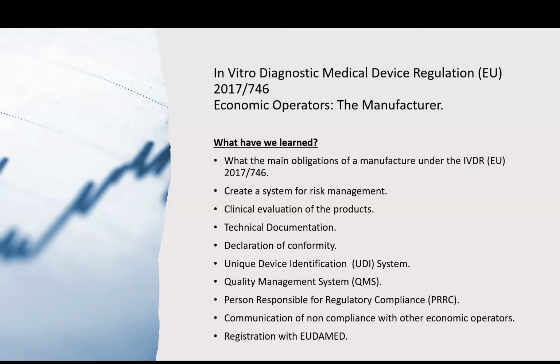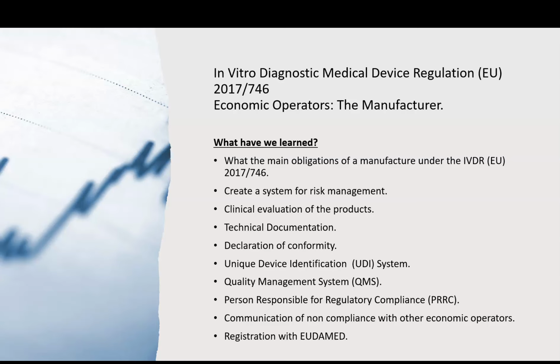What have we learned? We understand what the main obligations of the manufacturer are within the context of the IVDR 2017-746. We understand the manufacturer needs to create a risk management system. The manufacturer needs to obtain information from clinical evaluation and continue to process when the device is in the marketplace. The manufacturer needs to create a technical document for all manufactured devices. The manufacturer needs to obtain a declaration of conformity for all manufactured devices.